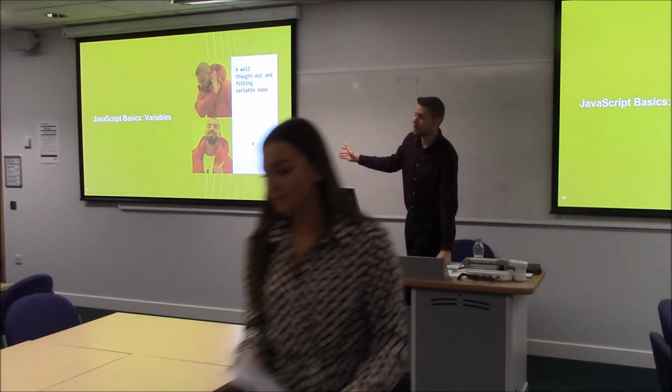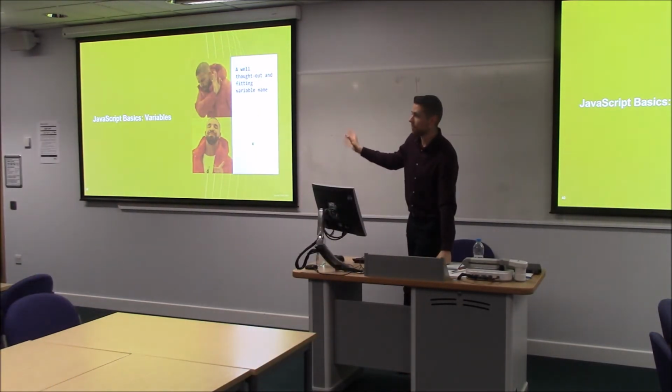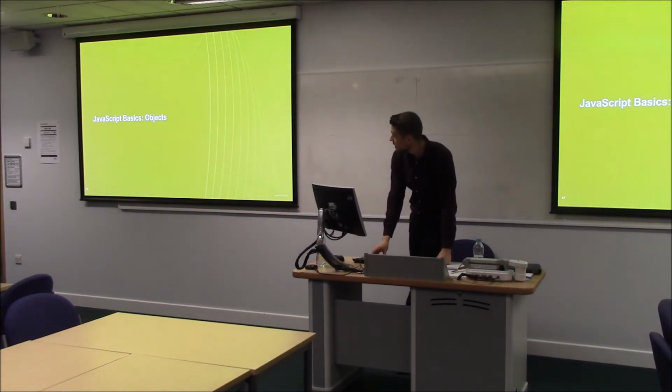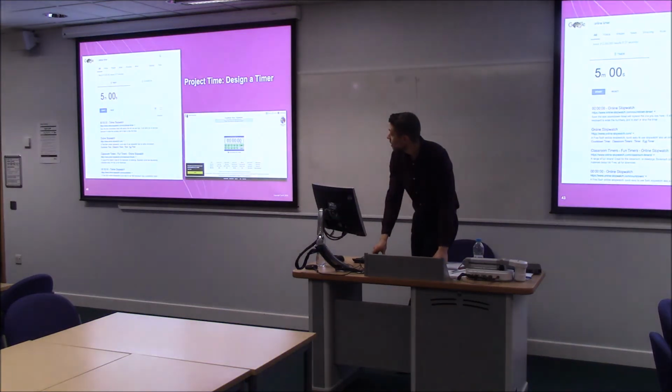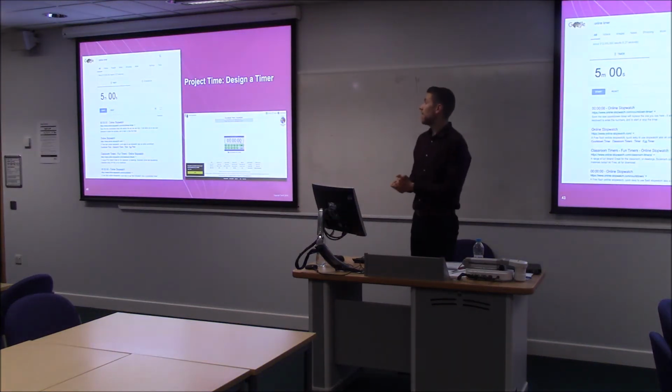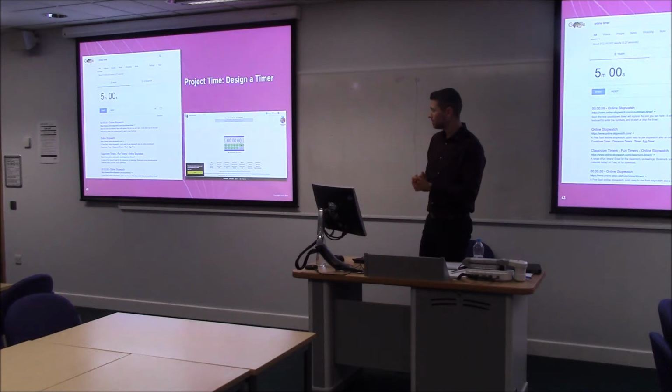Variables we already talked about. This was creating that variable flower for a Great British Bake Off website. We want to be using well thought out variable names, not just plain generic ones. And we'll also get into some bits on objects and functions and methods. So all the basic components are the ingredients you need to start developing code. So what we're going to do is start with our little project.